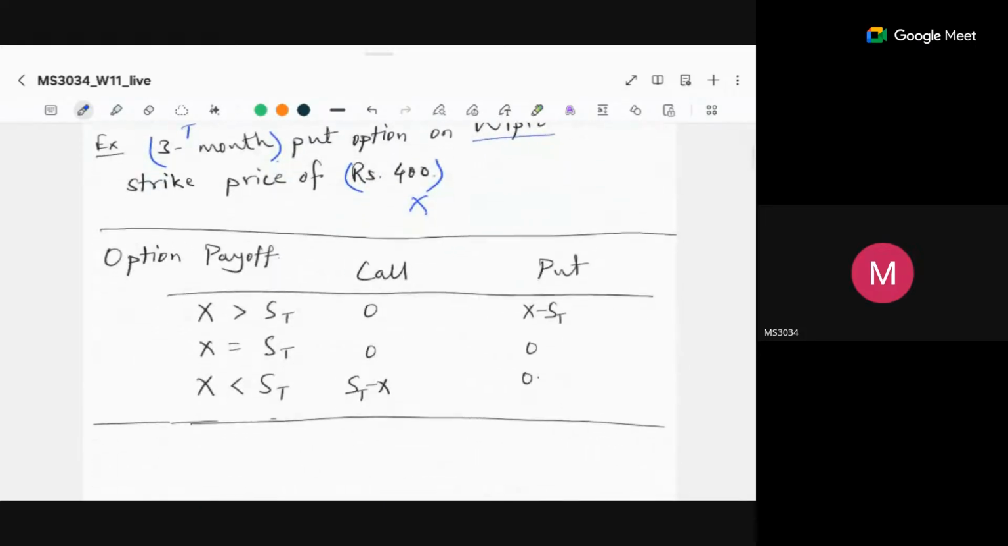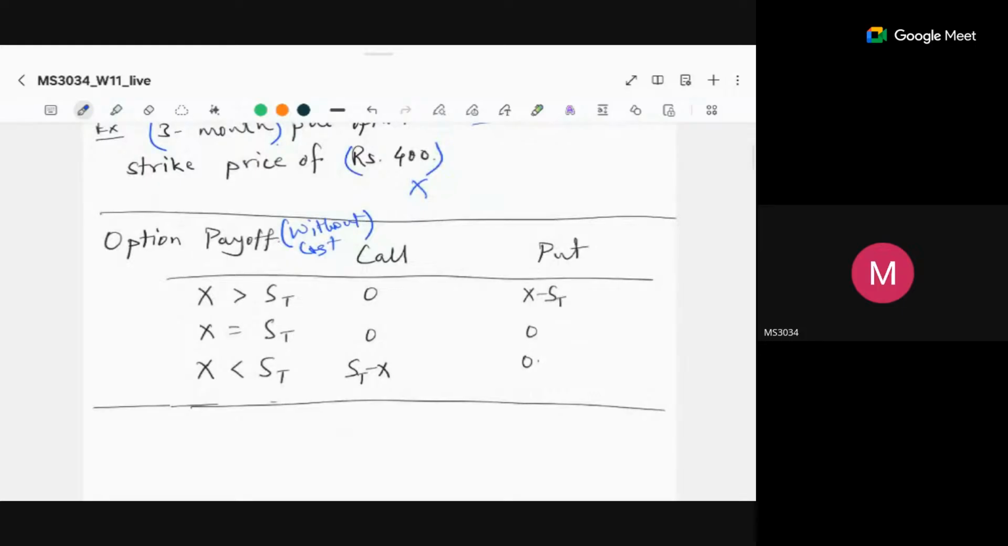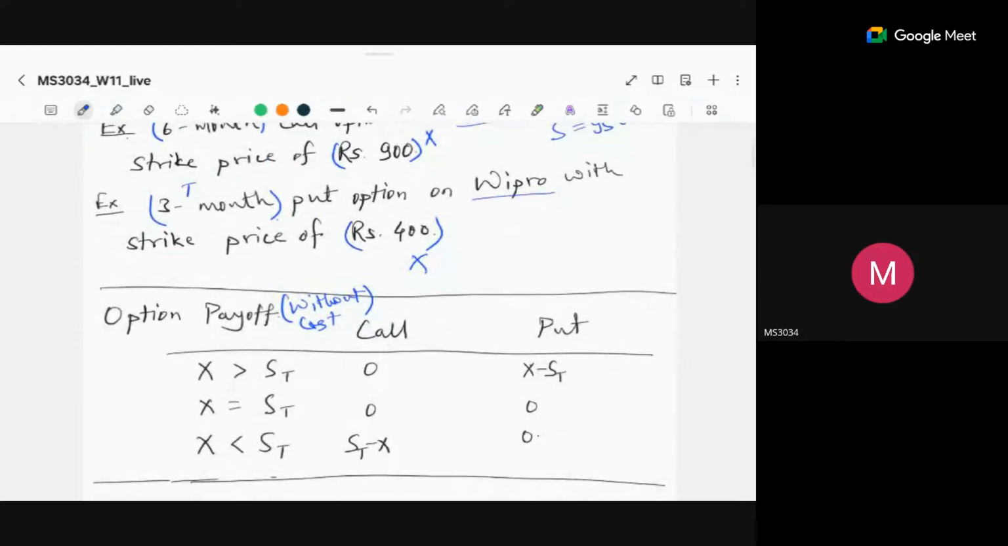Okay, so now let's first check the payoffs, meaning the value you will get from this call option. In payoffs we are not considering the cost, so payoff is without cost. Without cost means we are not including the price of the call or put options while we are evaluating these values. Okay, so suppose you have a call option.